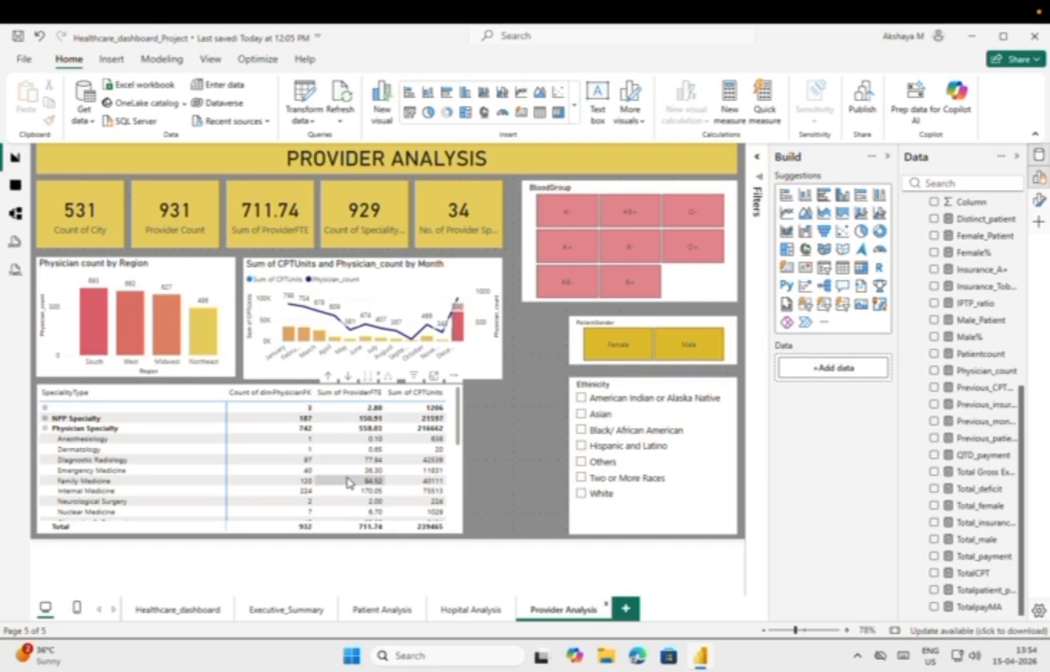The final thing that we can infer from this project are the key insights: the CPT units represent the number of procedures performed, and each procedure is billed to a payer.